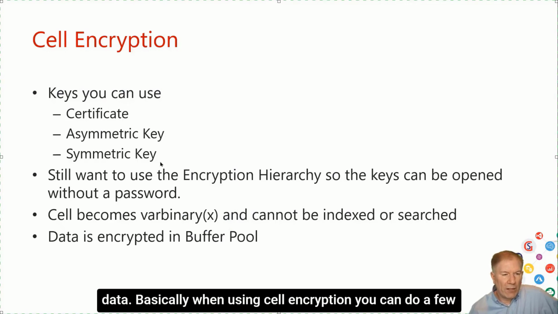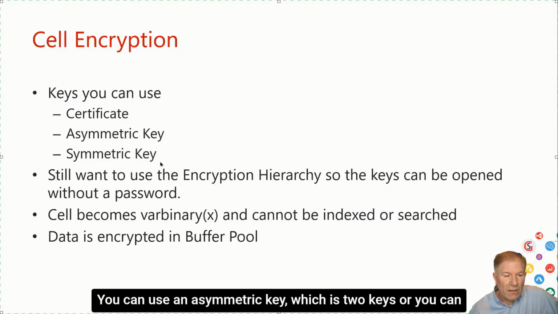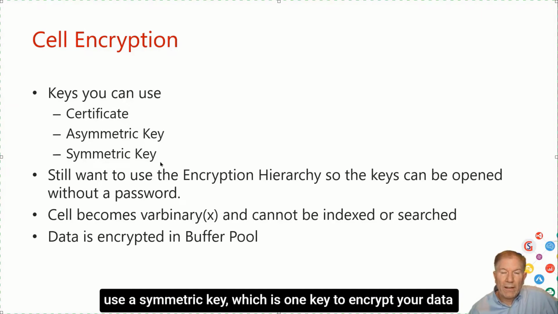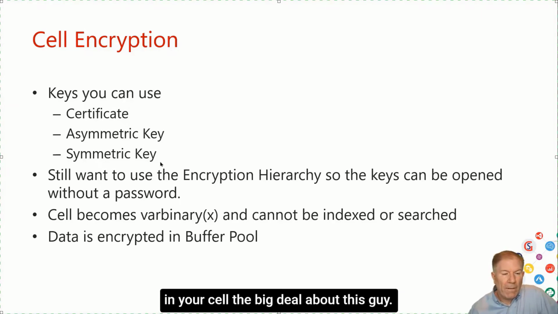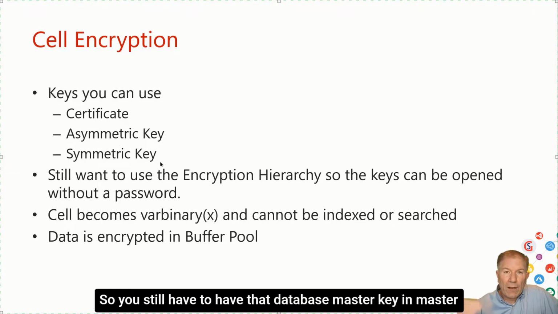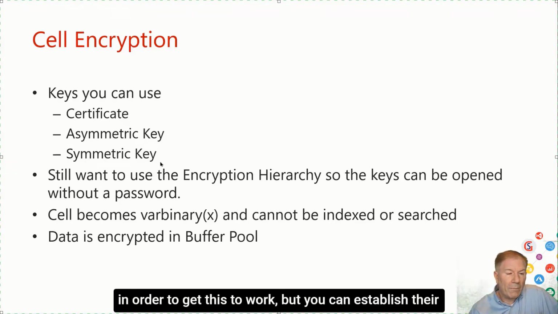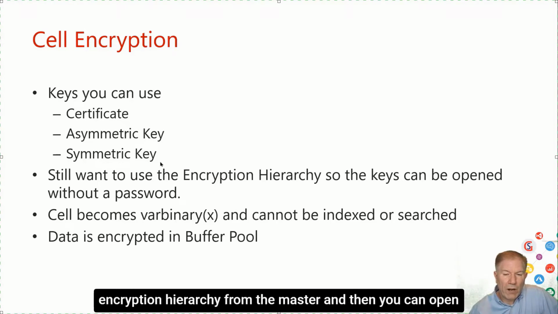Basically, when using cell encryption, you can do a few things. You can use a certificate because it has a private key and a public key. You can use an asymmetric key, which is 2 keys, or you can use a symmetric key, which is 1 key, to encrypt your data in your cell. The big deal about this one is that it needs the hierarchy still in place. So you still have to have a database master key in master in order to get this to work. But you can establish the encryption hierarchy from the master, and then you can open the keys without having to use a password to open them.